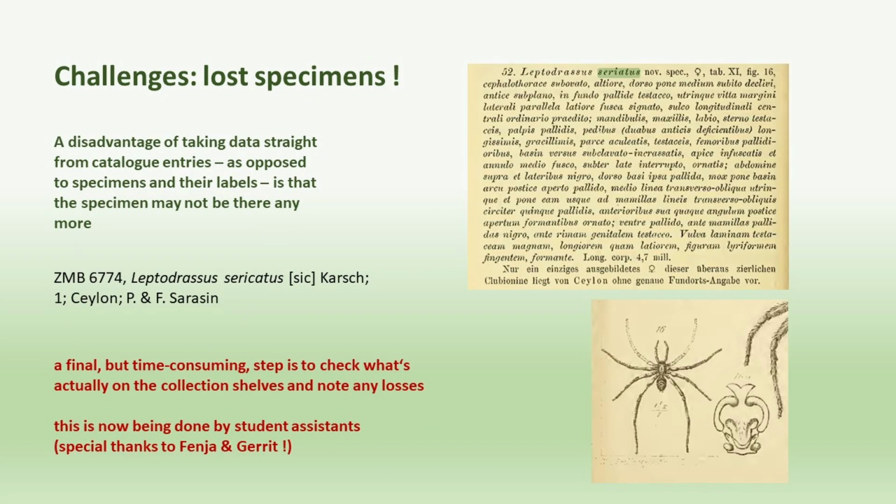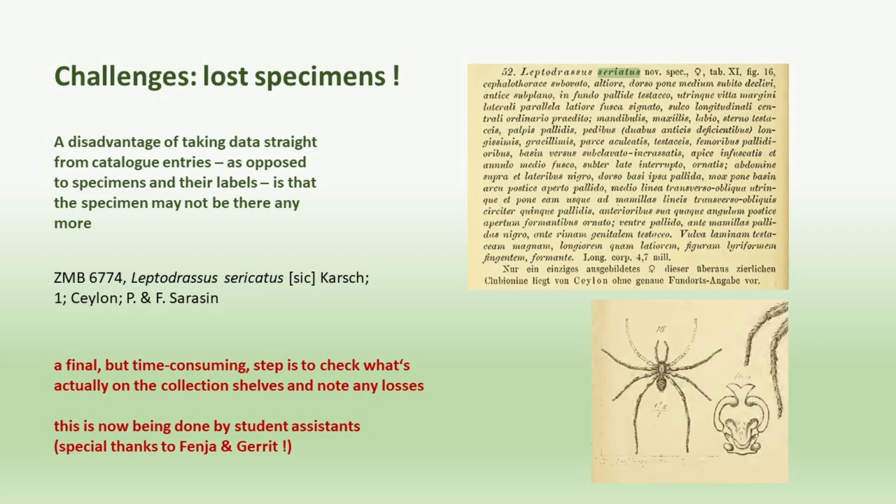And this is where I have to be a little critical of our own approach. One disadvantage of taking the data straight from the catalogues, as opposed to going to the specimens and their labels, is that you might discover the specimen isn't there anymore. Somebody asked me recently for this species described from Sri Lanka, and according to our catalogue, it should be there, but it isn't. It must have been lost probably in the 19th century.